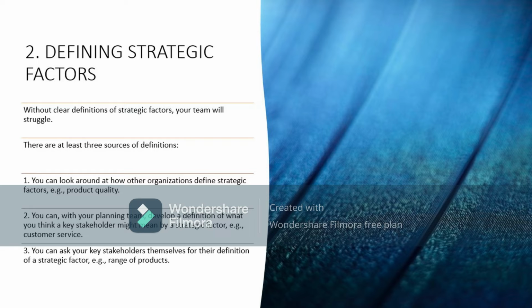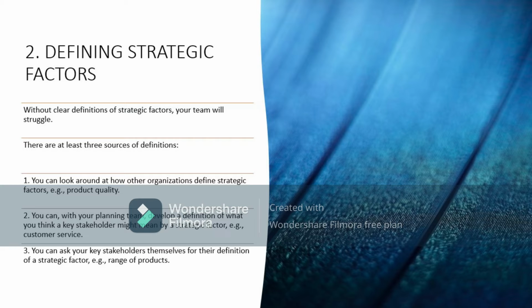Step 2. Defining strategic factors. We cannot stress enough the importance of the second step. This step is crucial. If you produce clear definitions of your strategic factors, the measures will drop out easily. If, on the other hand, you attempt to develop measures without clear definitions, you and your team will struggle and maybe fail.